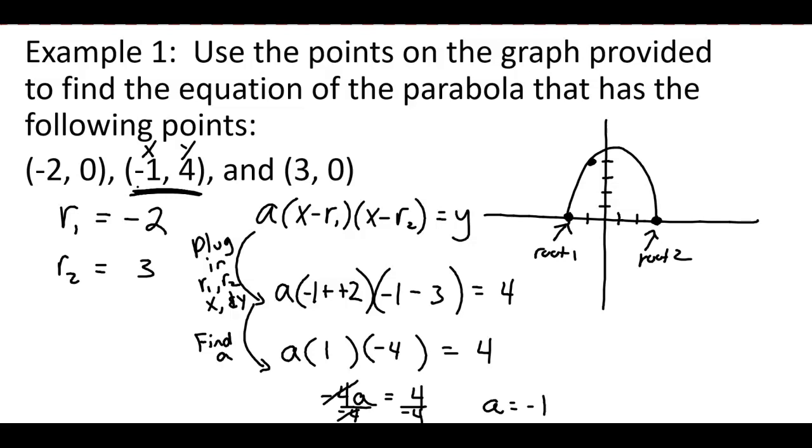That makes sense. Can somebody tell me why that answer makes sense? Yeah, so Edwin's remembering that A is the number that tells you whether it's a happy face or sad face. This is negative, which means it should be a sad face, and sure enough, that parabola there is a sad face. So that answer makes sense. Okay, so now step 1, plug in your R1, R2, X, and Y. Step 2, find A. Step 3, well, I'll just erase this.